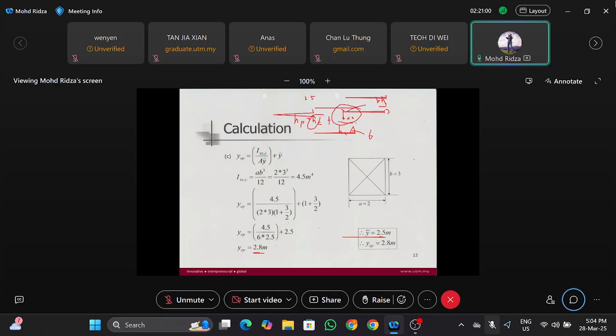It will always be larger because if you look at this term, this is the additional term here.